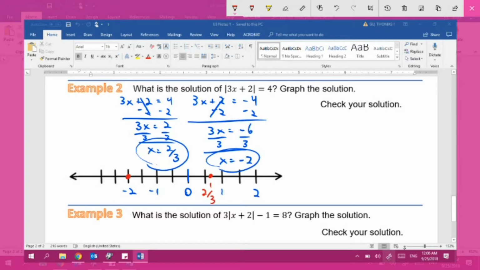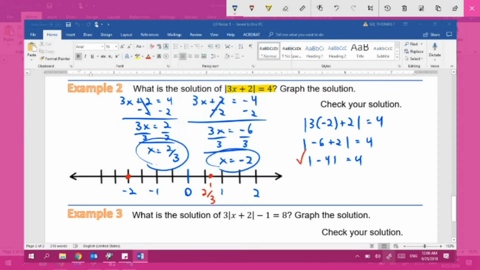There we go. And so now let's check our answers, check your solution. We're going to take -2 and put that back into the equation up here and see if it works. So absolute value of 3 times -2 plus 2 equals 4. What's 3 times -2? That's -6 plus 2 equals 4. What's -6 plus 2? That's -4. And is the absolute value of -4 equal to 4? Yes, it is. We did it.